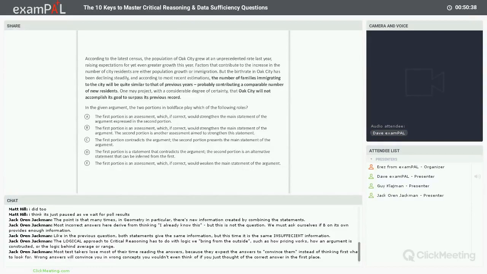In the given argument, the two portions in boldface play which of the following roles? All right, so here, even more than usual in critical reasoning questions, we should definitely not read the answer choices before we figure out on our own what part the actual boldface portions play.